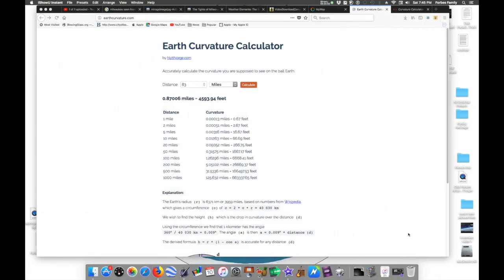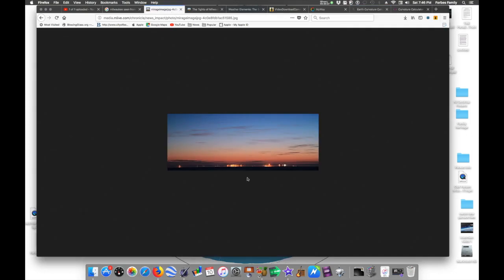So here is the icing on the cake. Earth Curvature Calculator. It's from earthcurvature.com. 83 miles across Lake Michigan calculates to 4,593, well, I'll just call it 4,594 feet, which is pretty dang near a mile of curvature. Let's take a look at a mile of curvature again. It doesn't really look like there's a mile of curvature there, unfortunately.